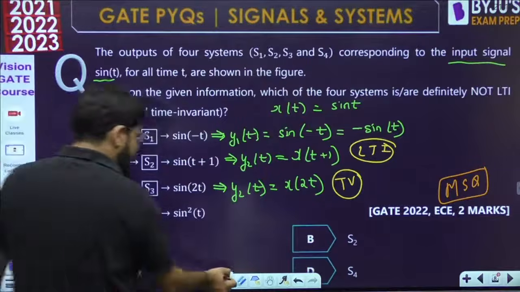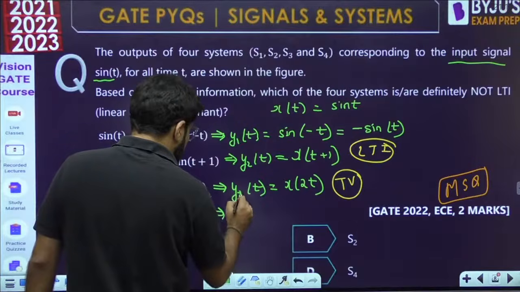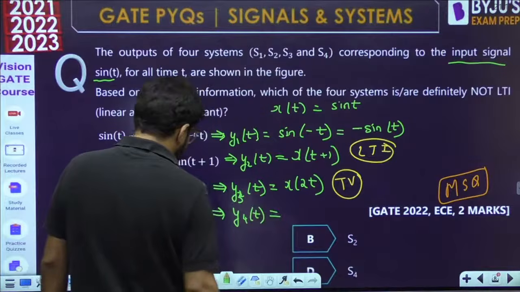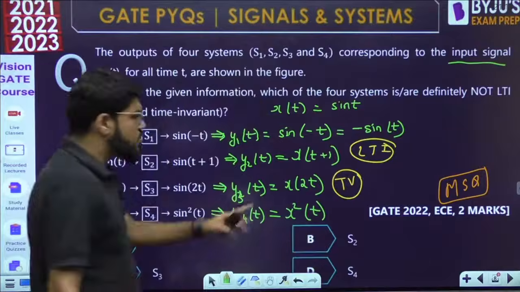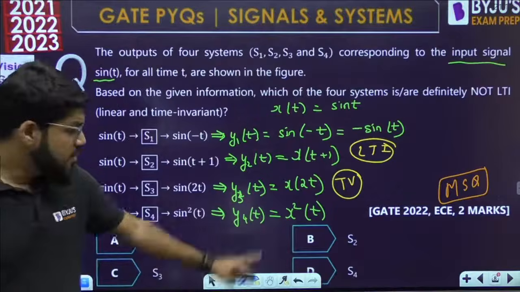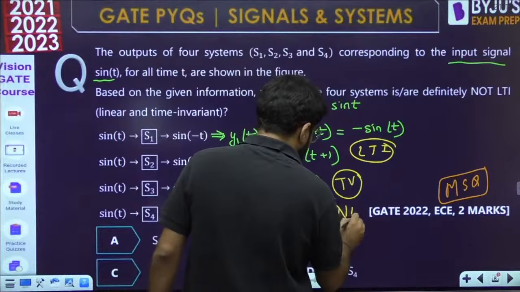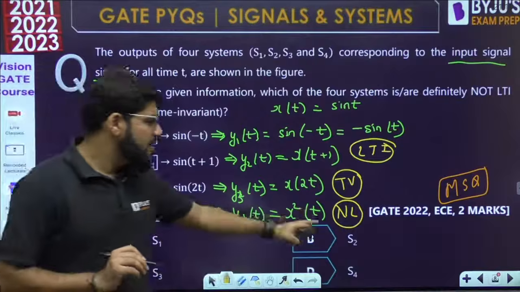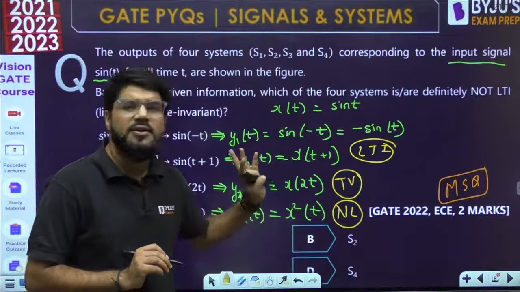Fourth case, for sin t it produces the output sin square t, that means x square of t. Because of the square, it is non-linear. This will be time invariant, but it is non-linear. So which of the systems are definitely non-LTI? Third and fourth are. The third is definitely not time invariant. The fourth is definitely not linear.